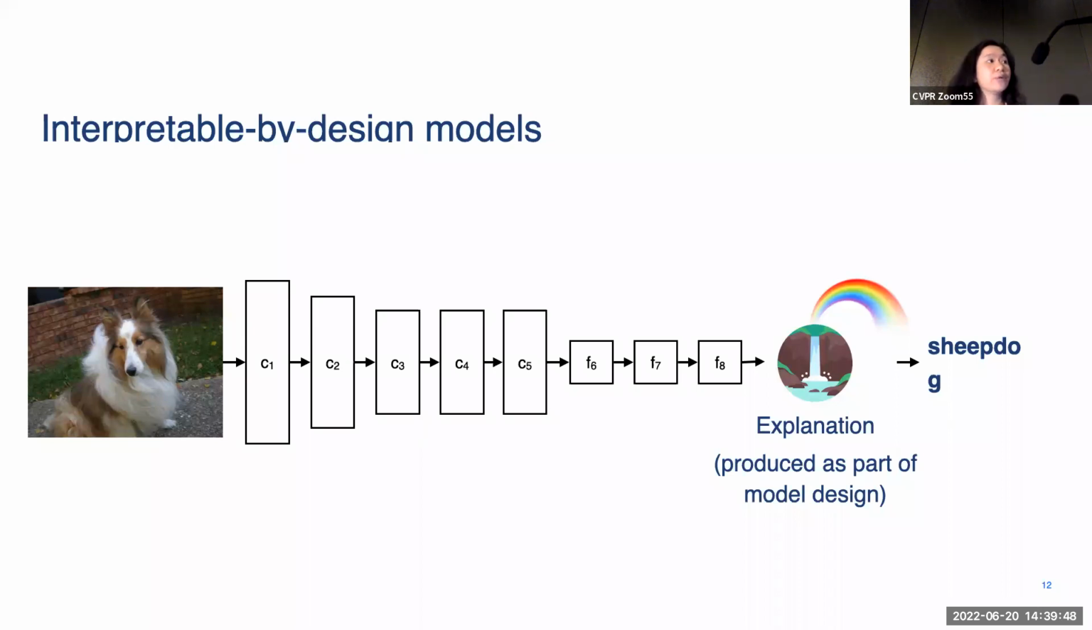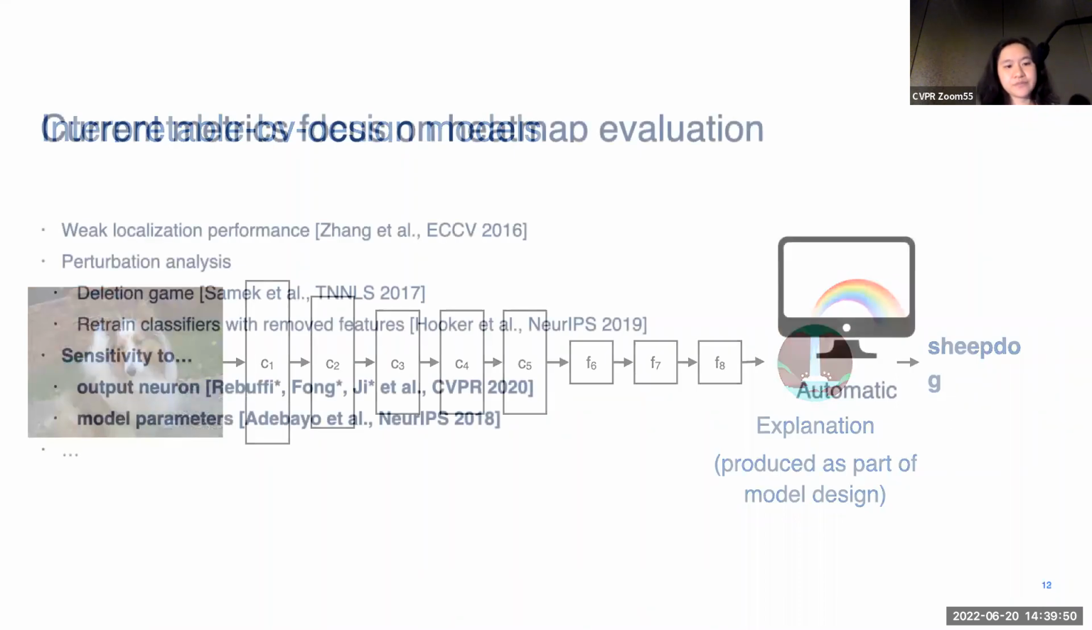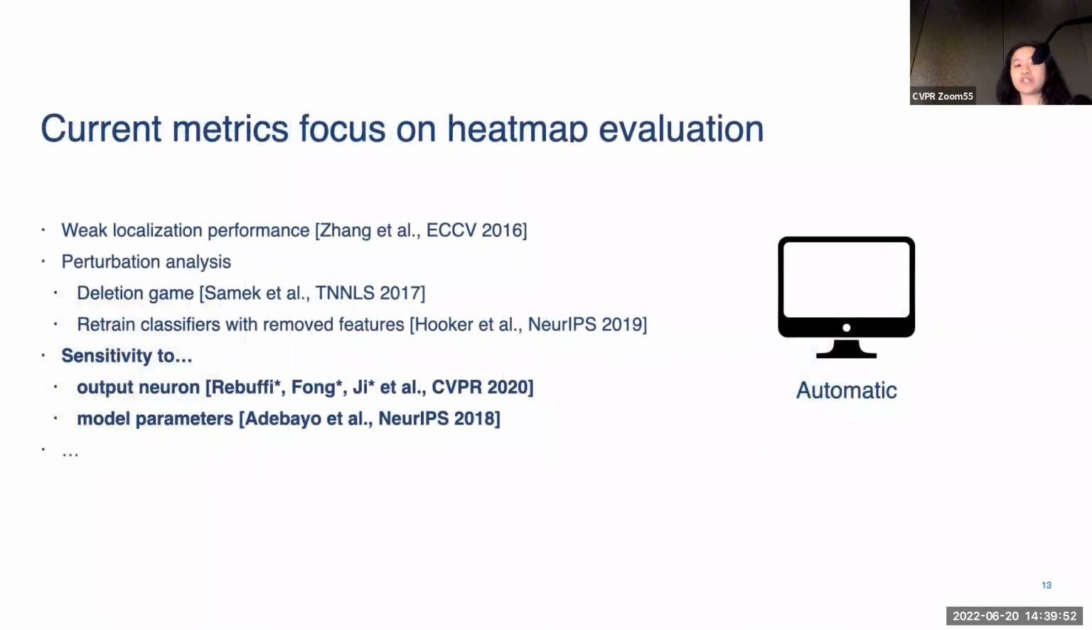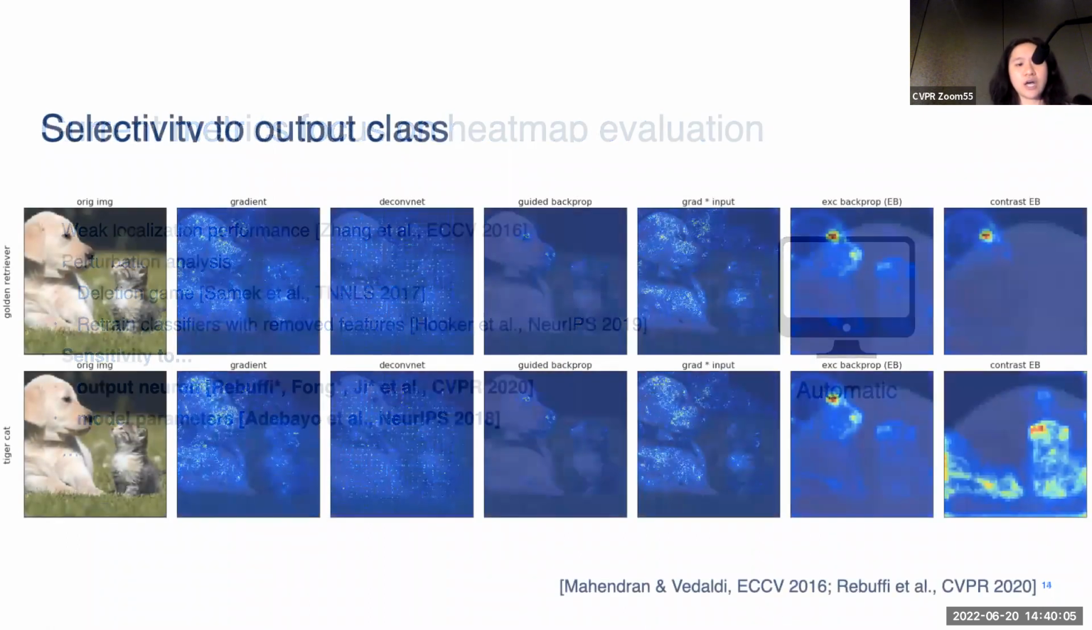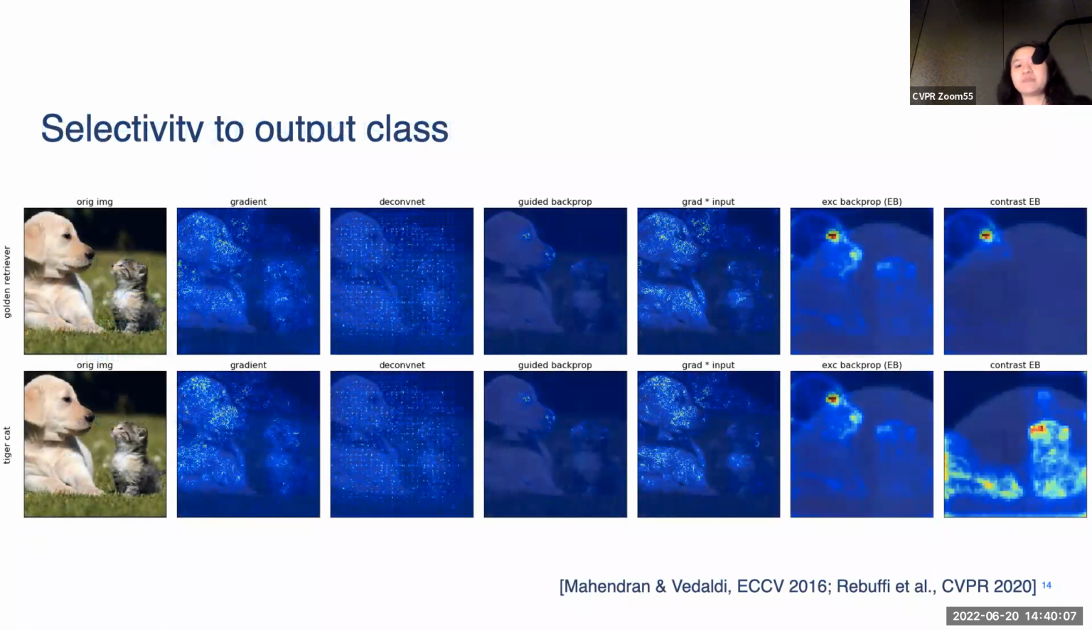So what's the state of evaluating these kinds of explanations? For the most part, current metrics focus on evaluating only one kind of explanation, namely post-hoc attribution heat maps, and most are automated evaluation metrics. And I'll briefly mention 2 right now. So the first metric was to quantify a heat map's ability to explain a specific output class. So here we generated heat maps, on the top row explaining a golden retriever prediction, and on the bottom, a tiger cat prediction.